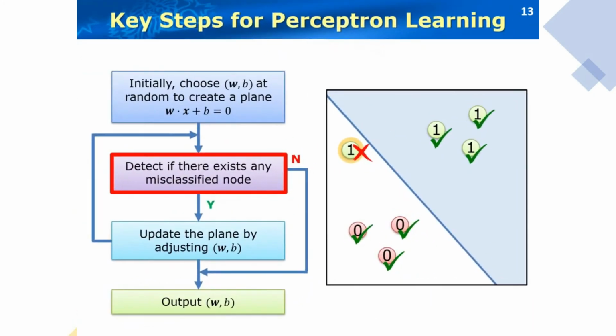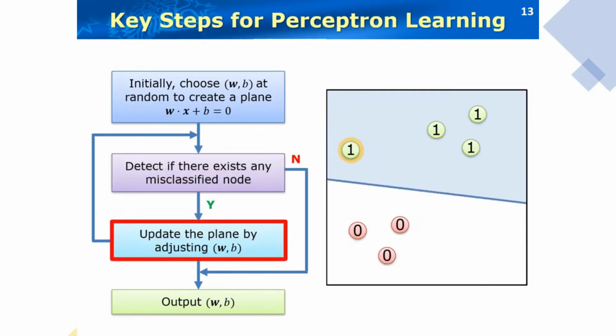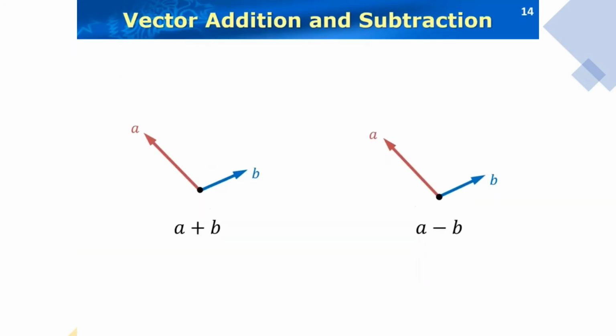To show the learning rules for Perceptron, let's first revisit two vector operations. Given two vectors a and b, their vector sum a plus b is obtained by connecting a's head to b's tail and drawing the vector from a's tail to b's head. This follows the parallelogram law. Similarly, a minus b is obtained by drawing the vector from b's head to a's head. Based on these two vector operations, now we see how to train the perceptron.